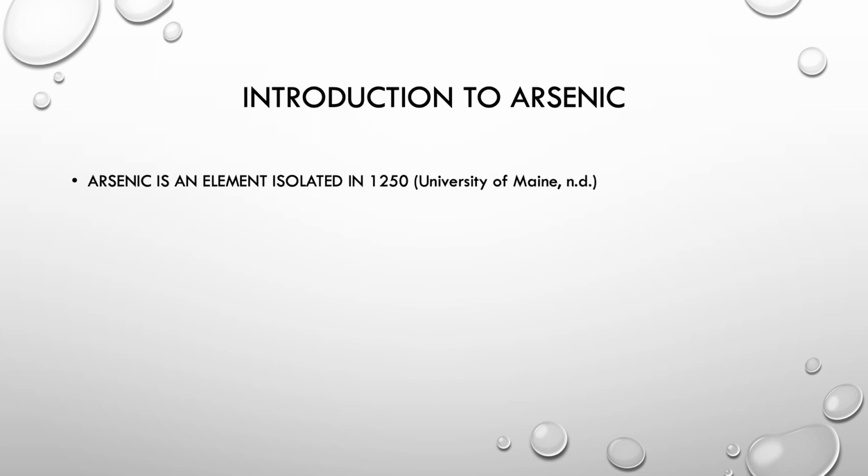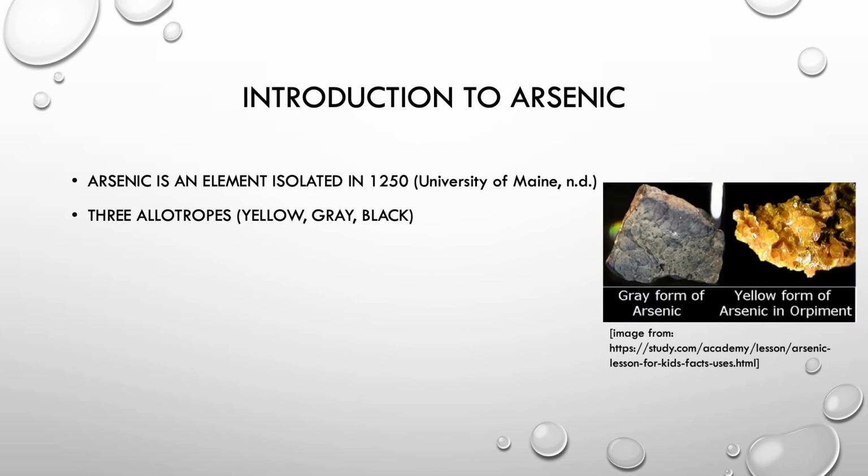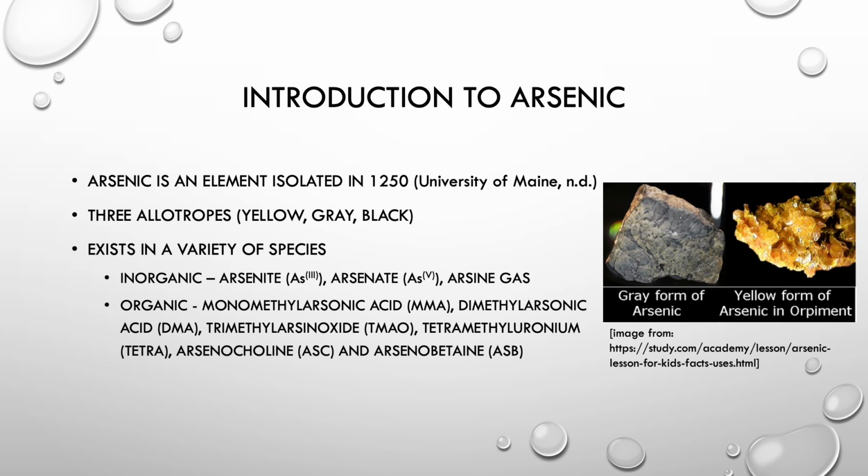Arsenic is an element isolated in 1250, has three allotropes: yellow, gray, and black. It exists in a variety of species, inorganic and organic. The inorganic species that we'll look at most in this presentation are arsenite, which is arsenic 3, and arsenate, which is arsenic 5. There's also arsine gas, which is very poisonous. In addition, there are the organic versions, and I've listed some here, given their abbreviations, that we'll use throughout this presentation.